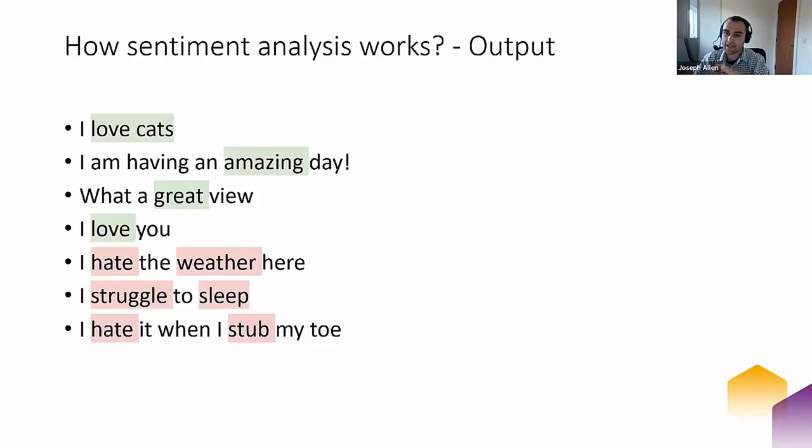Our model might begin to recognize that certain words show up with frequency in particular sentiment labels as well. We get positive words like love, cats, amazing, great, and we get negative words like hate, weather, struggle, sleep, and stub. We also have what are commonly called stop words. These are words that were previously believed to have no impact on topic or sentiments in a sentence. These are words like I, you, to, it, the, and others.